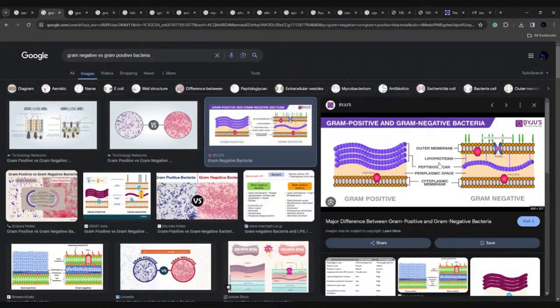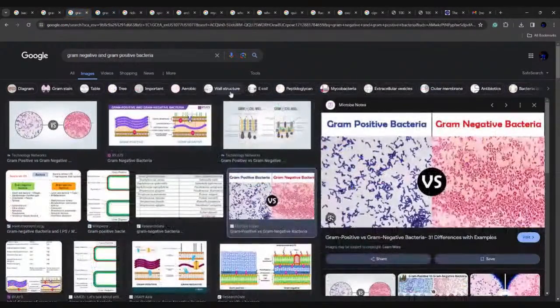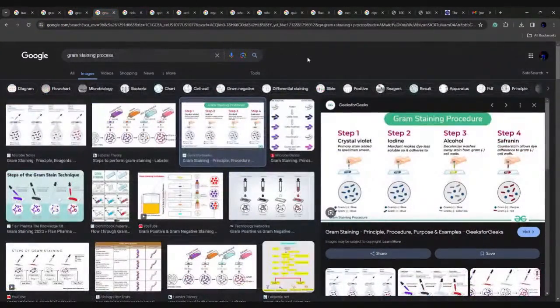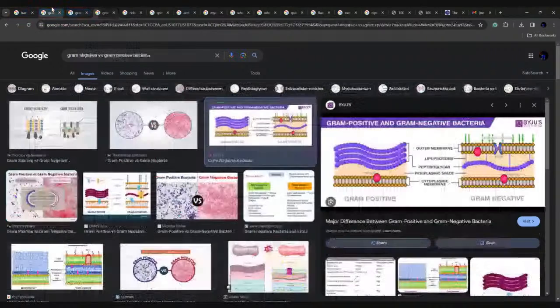So how do we tell if a bacteria is gram-negative or gram-positive? There is something called gram staining. This is actually a lab technique that you can utilize. The goal here is to stain peptidoglycan, and it depends on the concentration of peptidoglycan and the location of it, based on these structures right here.